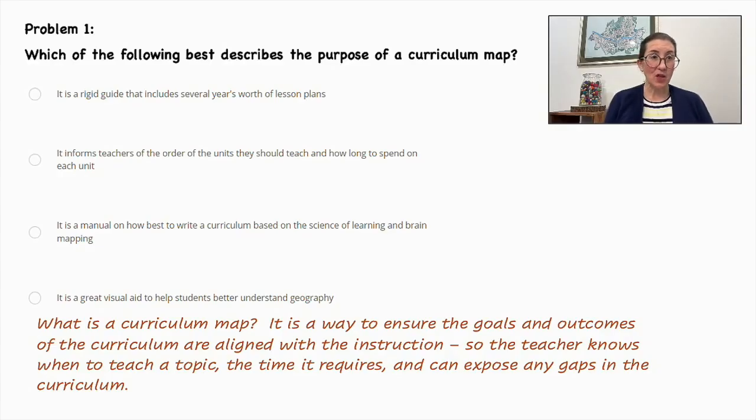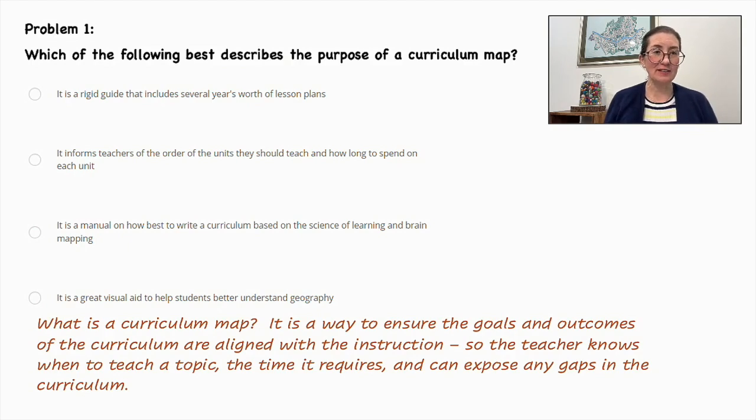Problem number 1. Which of the following best describes the purpose of a curriculum map? Let's look first at what a curriculum map is. It is a way to ensure the goals and outcomes of the curriculum are aligned with the instruction, so the teacher knows when to teach a topic, the time that topic will require, and it can also expose any gaps in the curriculum. So let's look at the answers now.